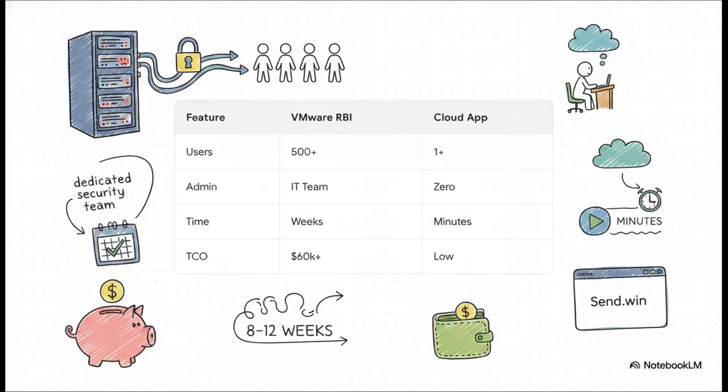And when you break down the financial and operational friction points, it becomes crystal clear why VMware is strictly playing in the enterprise space. They require a minimum of 500 users, a dedicated security squad, and that massive 8 to 12-week deployment time we just talked about. All of that pushes the annual total cost of ownership well north of $60,000 to $120,000. Contrast that for a second with cloud alternatives like Sendwin. With them, you can literally start with one single user. There's zero admin overhead required, you deploy it in minutes, and it costs a tiny fraction of the big enterprise setups.